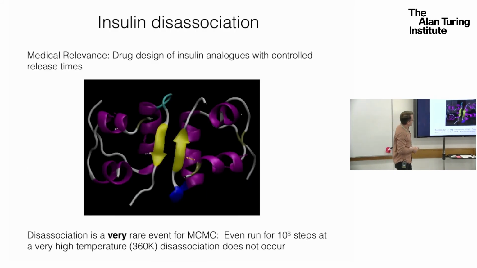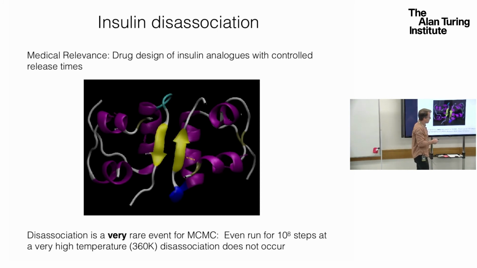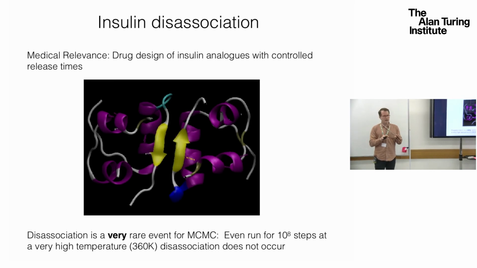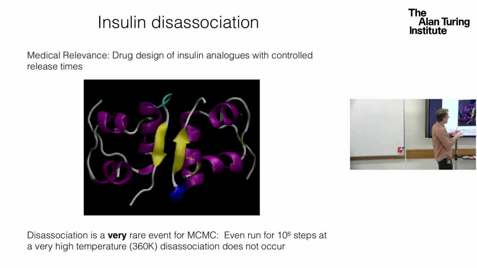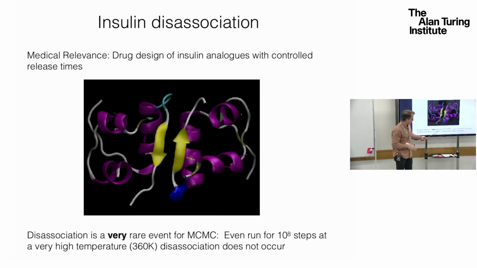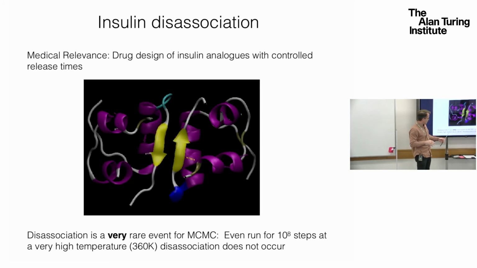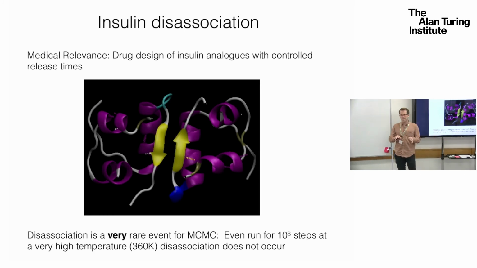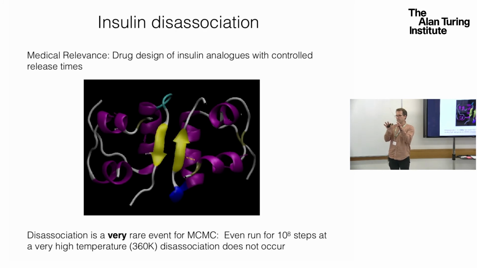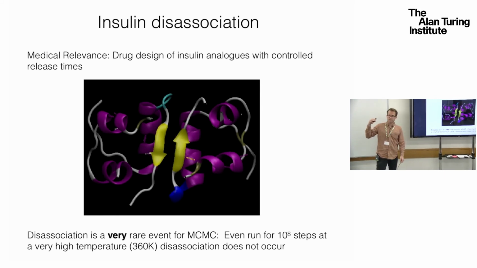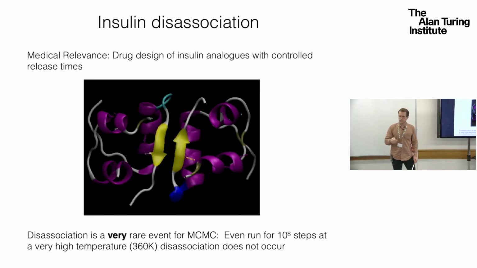I left this one for last. This video doesn't play when it's in PDF, but it's not that exciting. This is dissociation of two human insulin monomers. This is actually at 360 Kelvin, so we're cooking them, and running them for a zillion steps, 10 to the 8 steps, and all you'll see is they sit next to each other and shake. What we're actually interested in is them coming apart. You can't do that by direct simulation, even if you raise the temperature. If I raise the temperature much more, I start to get garbage.